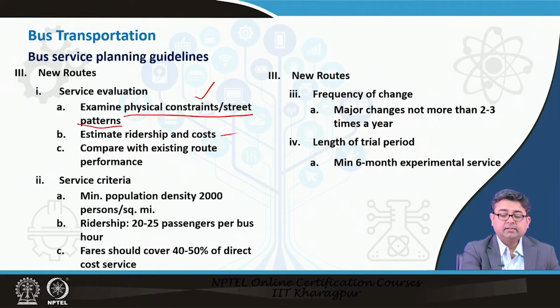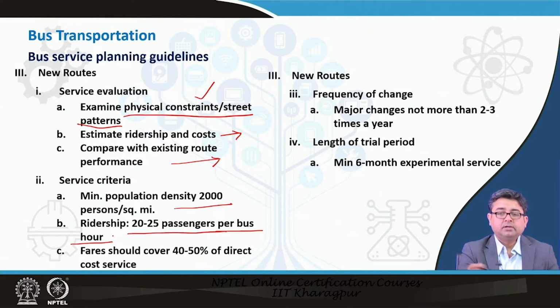You have to then estimate ridership and costs. Of course, everybody needs it, but can the demand support your costs? And then you have to compare it against existing performance. Usually the guideline says that you have to have a minimum population density of 2000 people per square mile, and the ridership should at least be 20 to 25 passengers per bus hour, meaning the hours that the bus operates. On average, every hour there should be at least 20 to 25 passengers, and the direct fare should cover about 50% of your service cost.